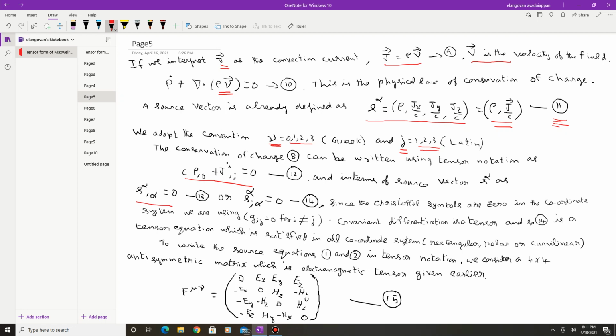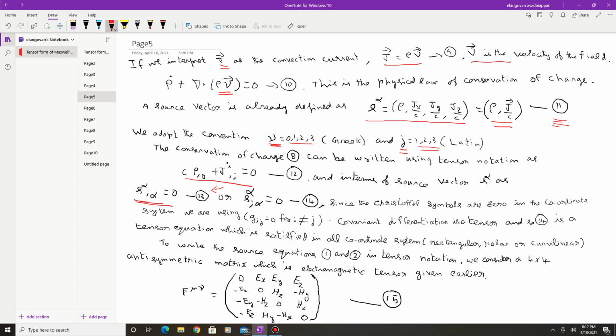So if you put alpha equal to 0, what is the first term? S0 is rho, so you get partial derivative of rho by partial d of ct. So you will get this first term. If you put S1 with index 1, you will get the second term, and if you put 2, 2, you will get the next term. If you put 3, 3, you will get the third term. So equation 12 can be conveniently expressed in terms of equation 3 by using the source vector S.